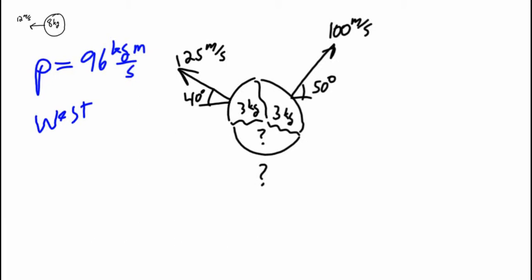Okay, the first thing we're going to do is work in terms of momentums instead of velocities. So that means that this 3-kilogram object here is going to have a momentum of 300 kilogram meters per second. We have this 50 degrees, and so I'm going to want my components. I need a component going to the east, and I need a component going to the north.